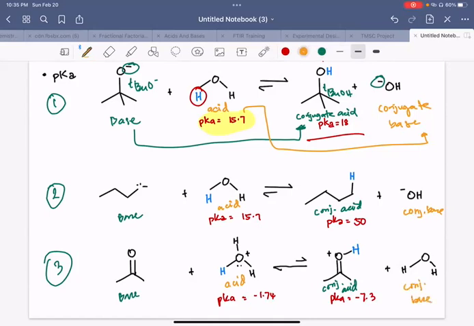Okay, so based on literature, hydronium ion has a pKa of negative 1.74. But the protonated acetone has a pKa of minus 7.3, which is more acidic. So therefore, obviously, the protonated acetone has the lowest pKa. So therefore, the position of equilibrium is towards the left.